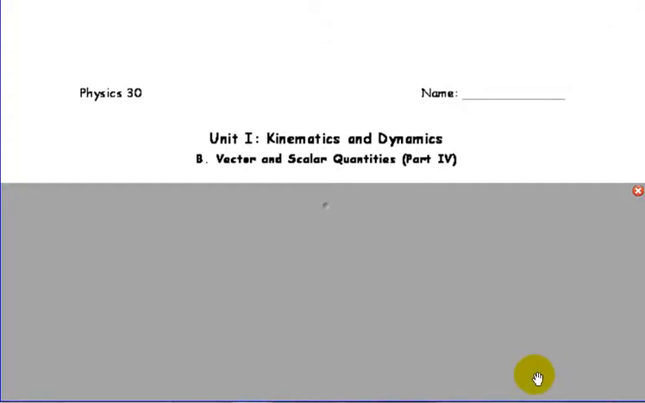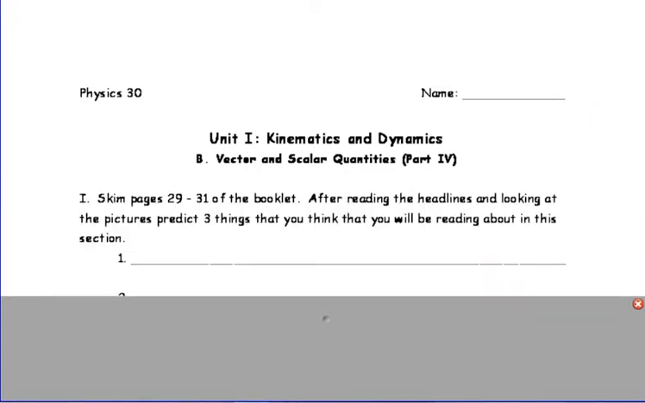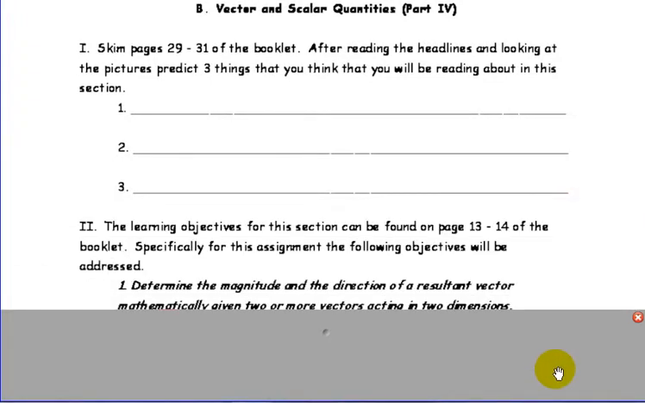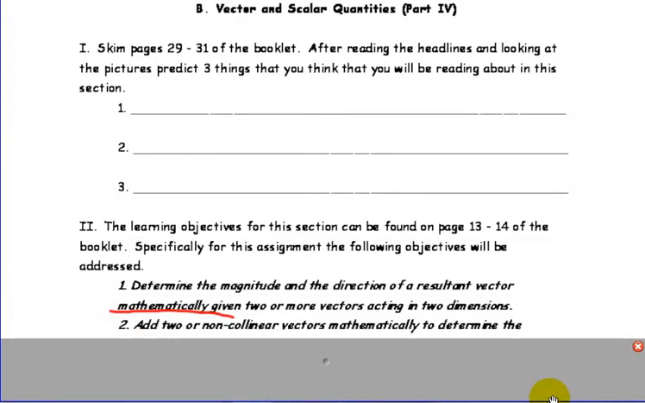Welcome back, Physics 30. This video involves Unit 1B, Part 4 for vector and scalar quantities. It pertains to pages 21 to 31 of the duotang, and we'll be looking at determining the magnitude and direction of a resultant vector mathematically, given two or more vectors acting in two dimensions.